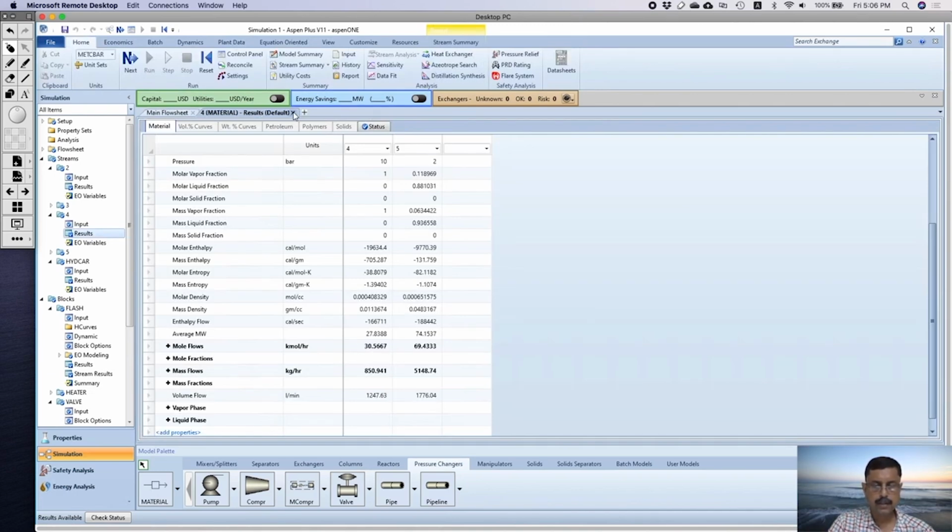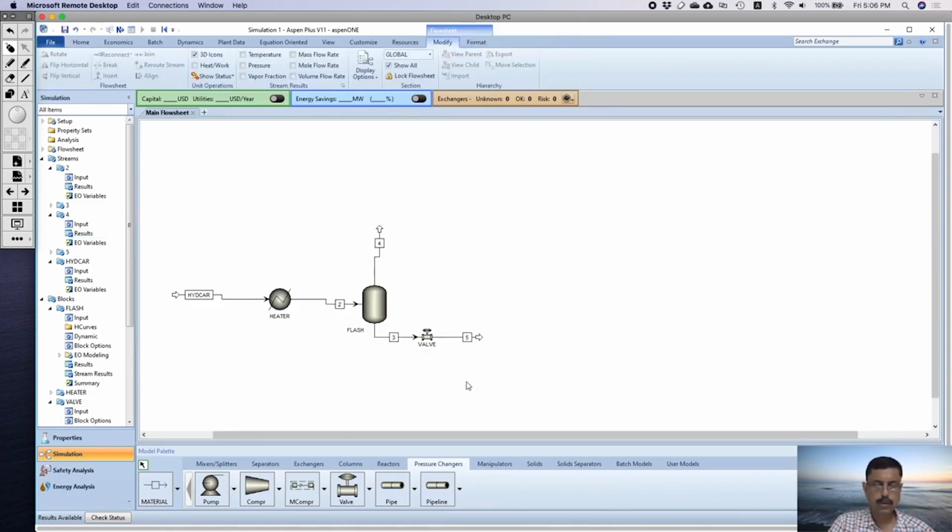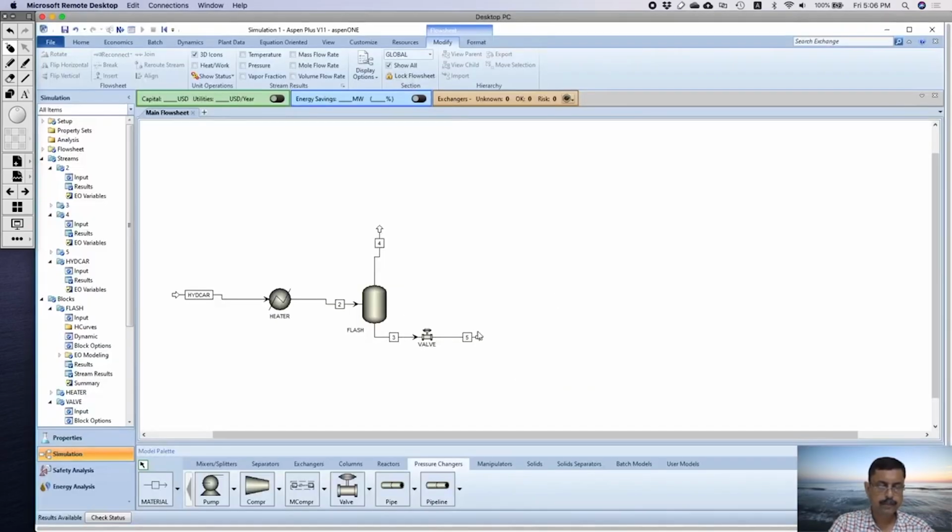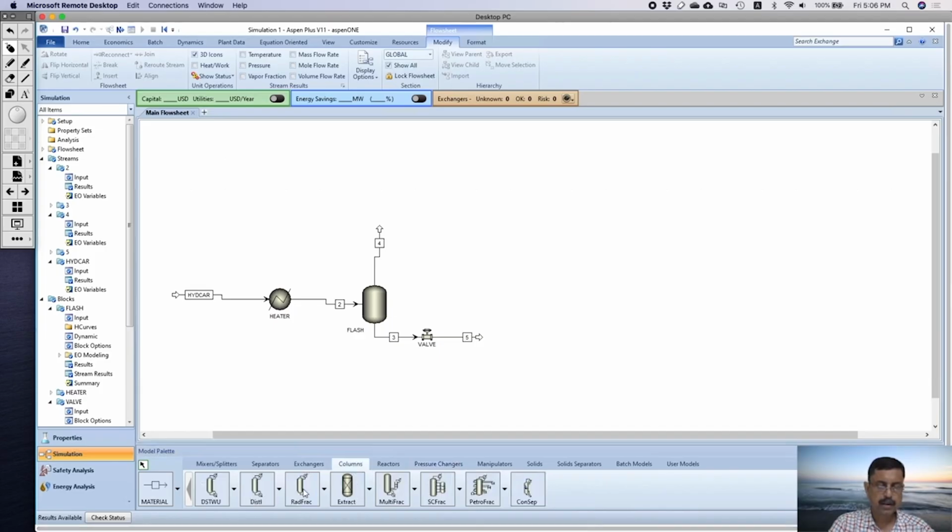Now this is going to the column 1. Now here we will have a rigorous calculation of distillation. So for rigorous calculation, we will use a column with RadFrac. It is for rigorous 2 or 3 phase fractionation in distillation column, single column. So we choose RadFrac.